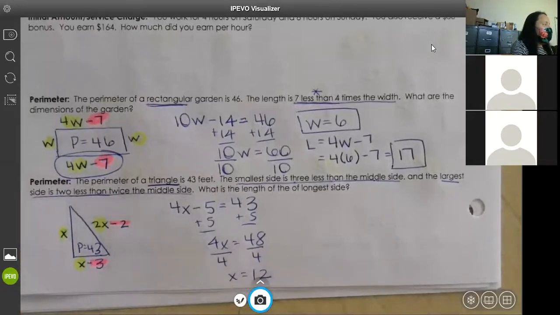What did it ask for? What was X? Was it the longest side? See what I'm saying? People will give 12 as their answer, and that's not what they're looking for. You did all of the work perfect. You did everything perfect, but it asked for the longest side. Which one is the longest side?